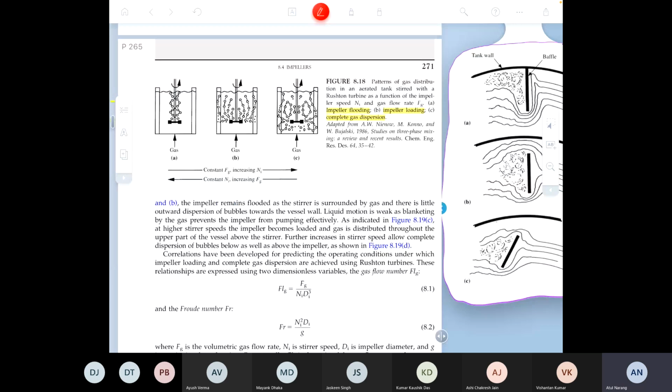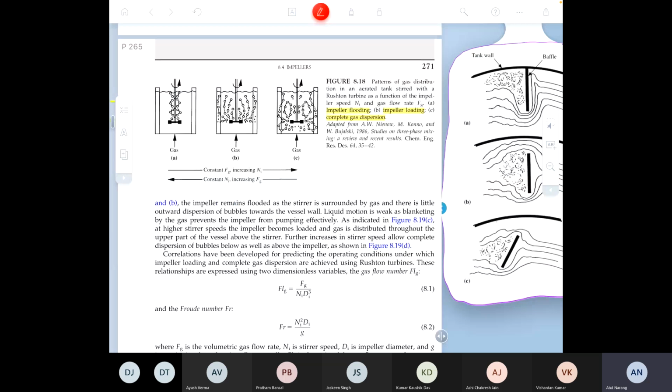Then, as you increase the impeller speed, keeping the gas flow rate fixed, you will move to the pattern in the middle, which is called impeller loading. You can see over here that gas is getting mixed above the impeller, but there is no recirculation of gas taking place below the impeller. The region below the impeller is completely quiescent. And then finally, if you increase the impeller speed even further, then recirculation will start even at the bottom. This is the desirable picture that you want. This is called complete gas dispersion.